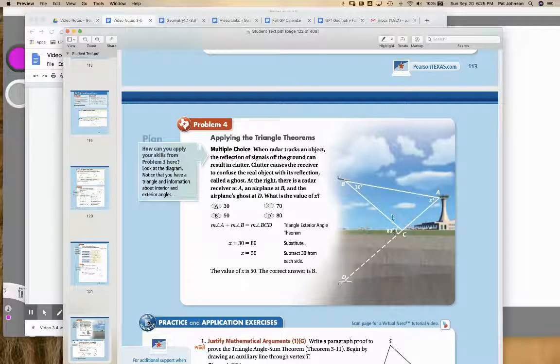Well, here's my triangle. I only have one angle, so I can't find it based on that information. However, I have an exterior angle. So I know that that is equal to angle B plus angle A. So I can say 80 equals X plus 30, and I can solve using algebra, and X is 50 degrees. All right, so just knowing those theorems, you can apply this and solve for a missing value of the triangle or its exterior angle.